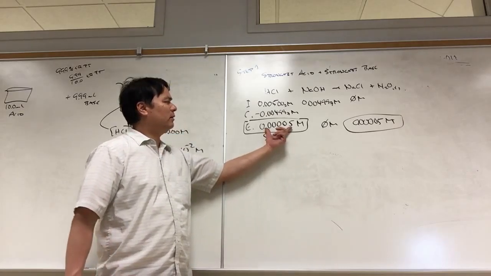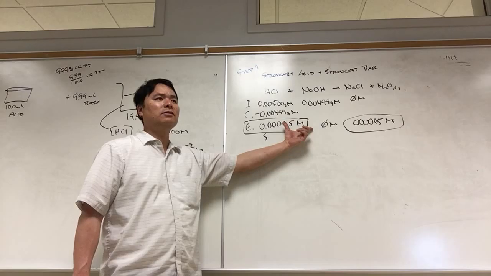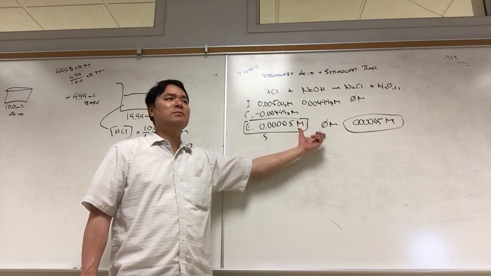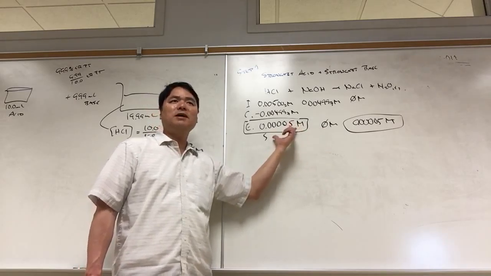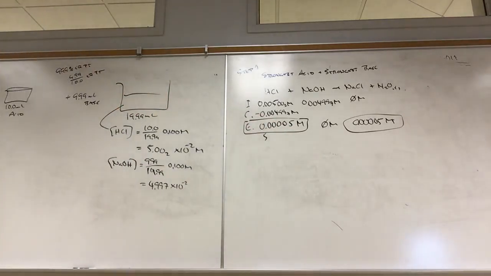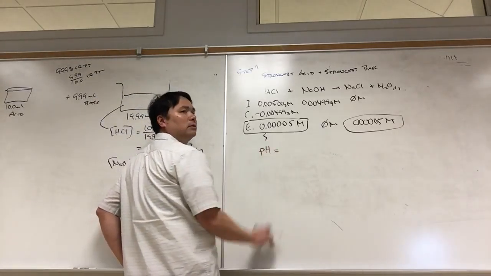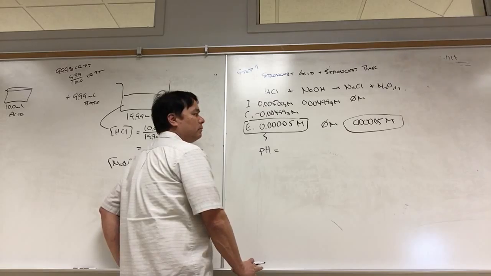Where I'd start to worry is if this got to 10 to the minus 7 or 10 to the minus 8, then I'd start to worry Kw is going to be a significant contributor to this, right? But at 10 to the minus 5, I'm still okay. I don't have to worry about it. And so what is the pH going to be if we ignore Kw? It should be okay in this particular problem.